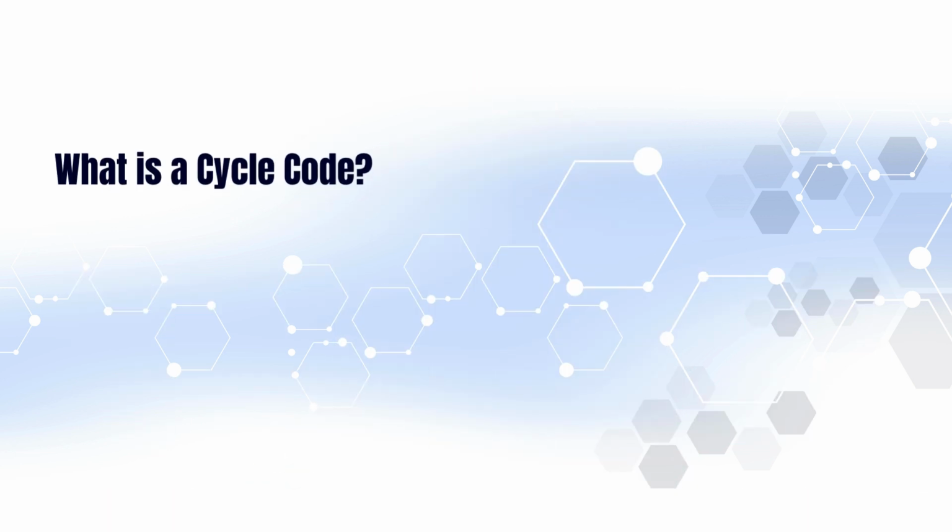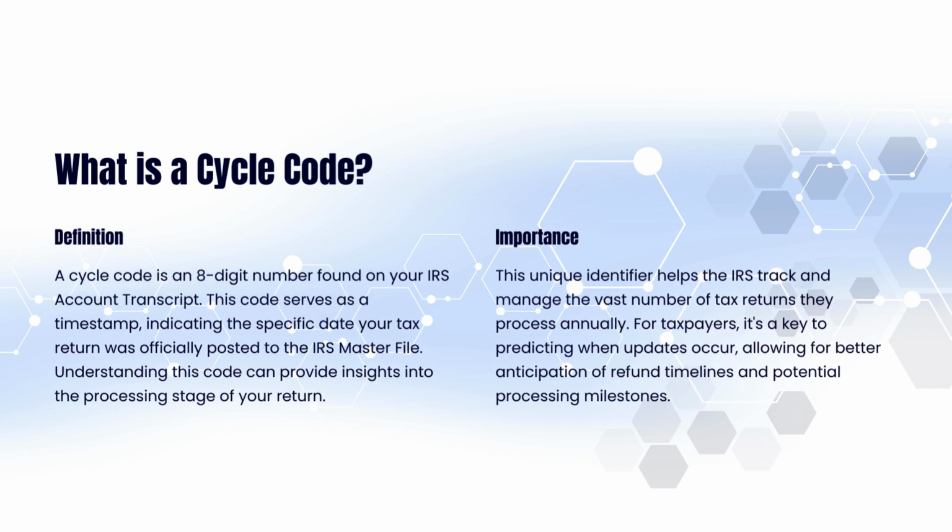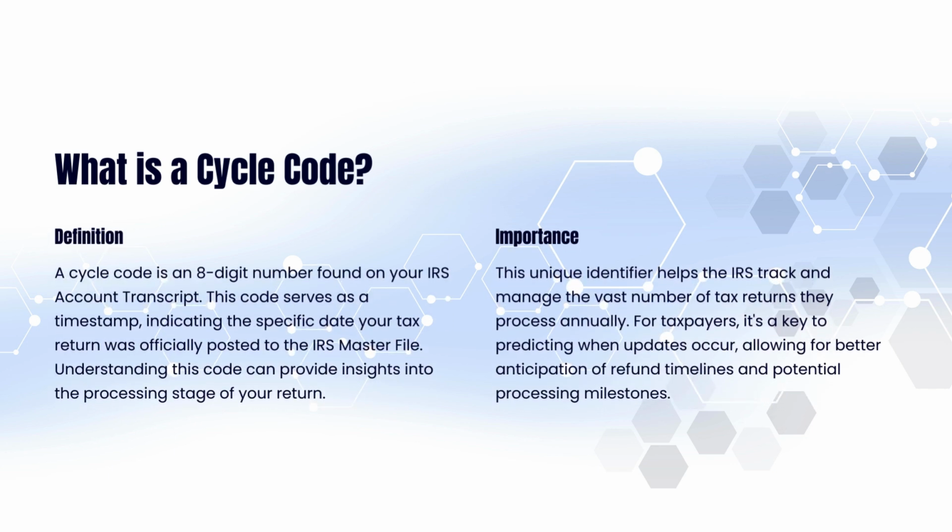What is a cycle code? A cycle code is an 8-digit number found on your IRS account transcript. This code serves as a timestamp, indicating the specific date your tax return was officially posted to the IRS master file. Understanding this code can provide insights into the processing stage of your return. It's all about being able to predict the future of your return. Think of it as your personal IRS tracking system, so you don't feel left in the dark.